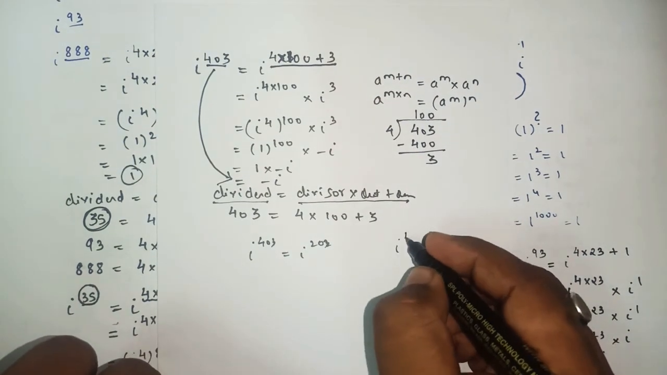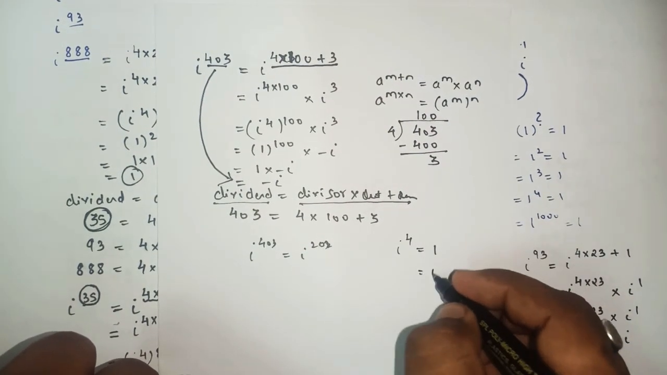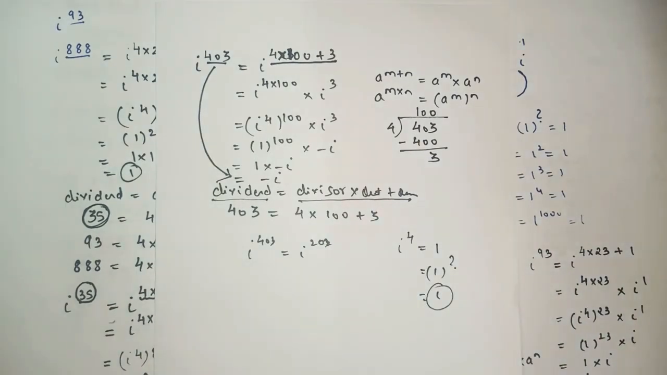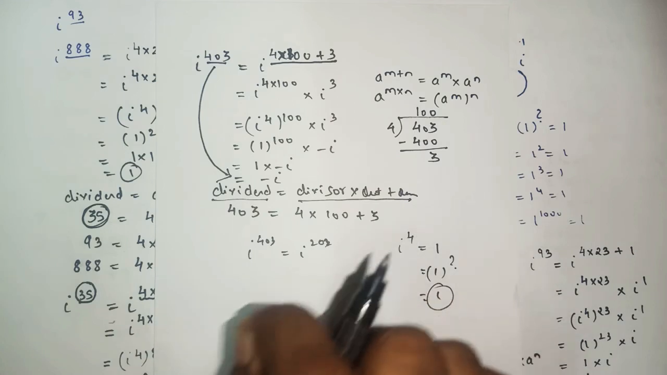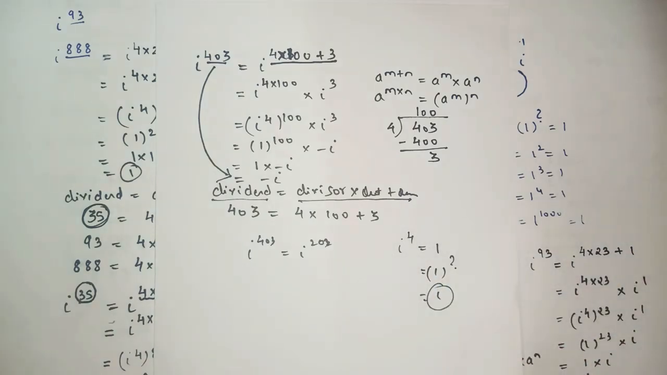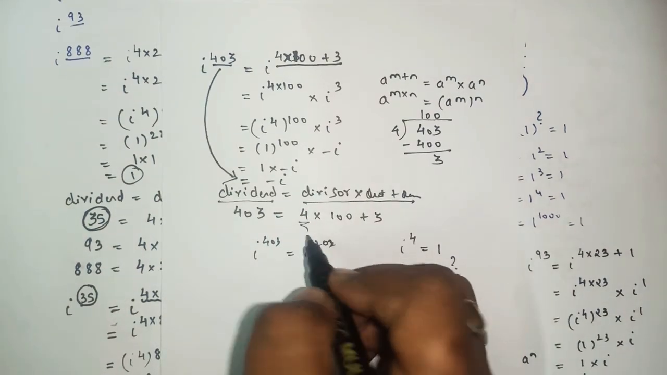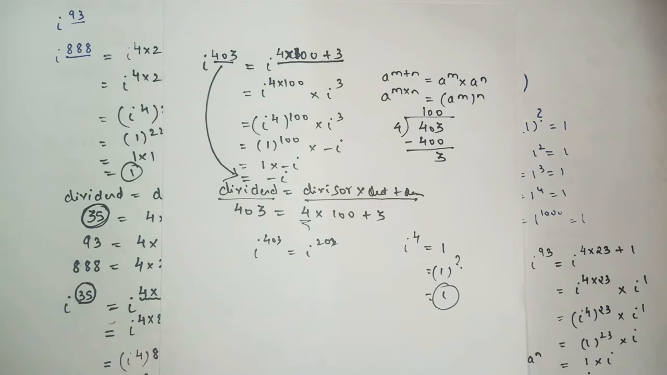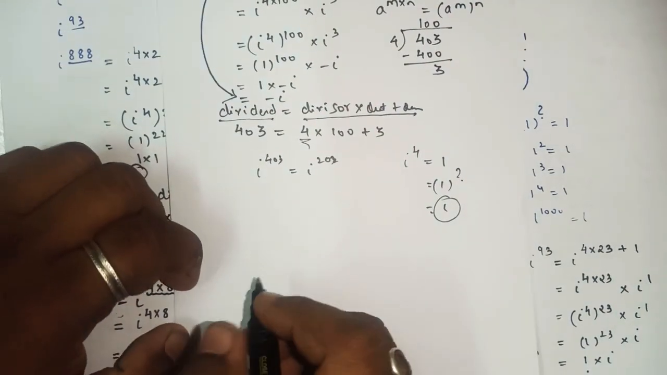Because i raised to 4 we know that it is 1, and 1 raised to any power will be 1. So that's why I'm saying always check the divisor as 4. Don't take the divisor 2, 3, 6, anything. Always check the fixed divisor for each and every sum, for each and every number, that is 4, and break the number, the dividend, as divisor into quotient plus remainder. Understood?